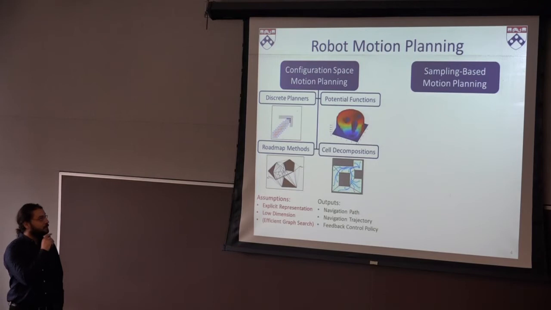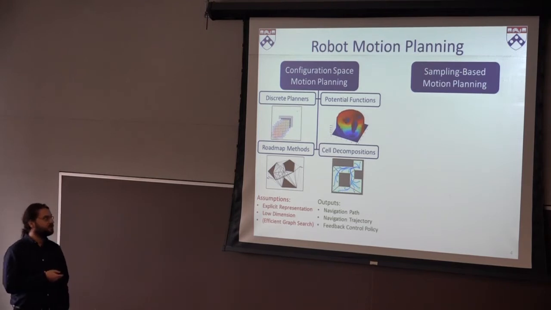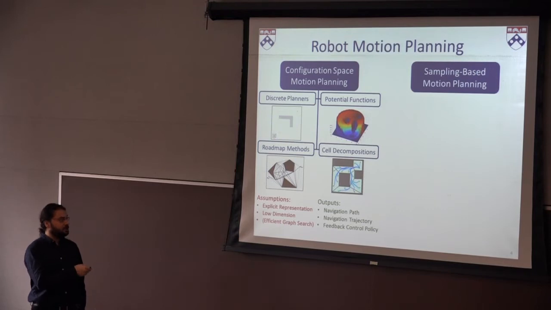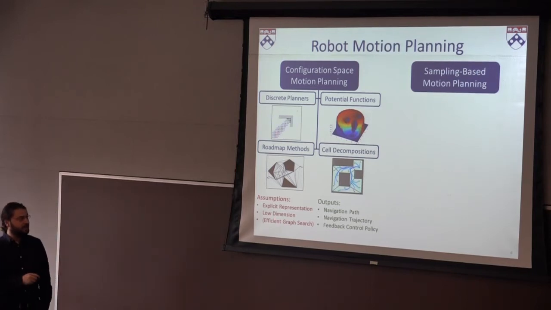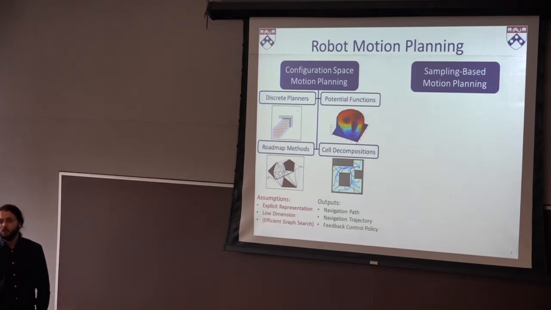And representatives of those algorithms can be discrete planners, potential field functions, cell decomposition, and roadmaps. All of those algorithms require an explicit representation of the configuration space, which is generally difficult because it has a complex geometric shape. Because of that, they are mostly limited to low-dimensional configuration spaces. So you need to have fewer degrees of freedom in your robot.